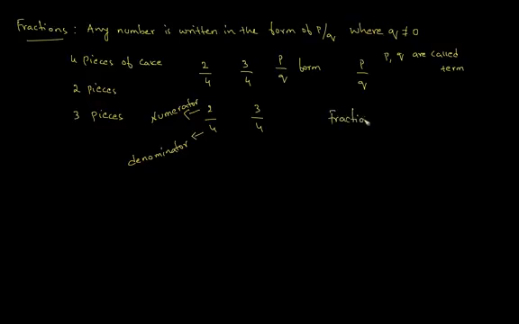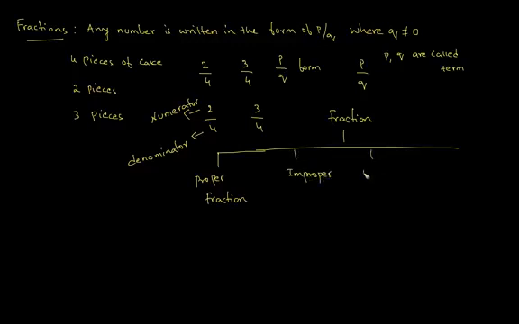Now, in fractions, we have different types of fractions. First, proper fraction. Next, improper fraction. Next, mixed fraction. Next, decimal fraction. These are the main fractions which we have to learn. Proper fractions: 2 by 4, 3 by 5, 11 by 17. These are called proper fractions.